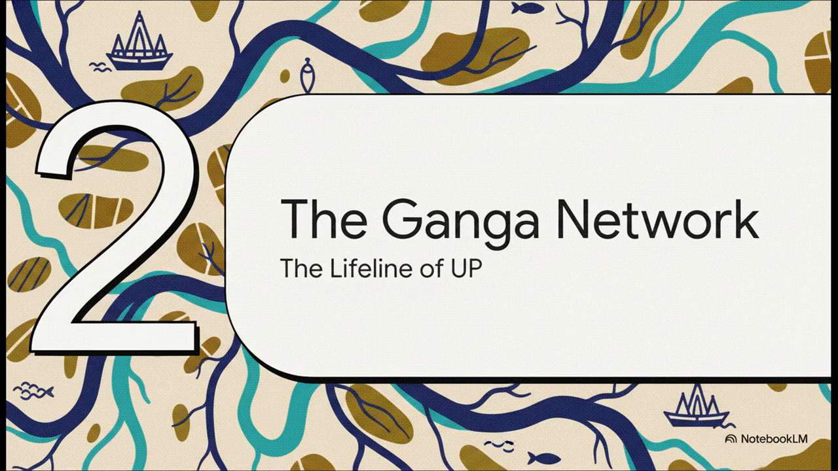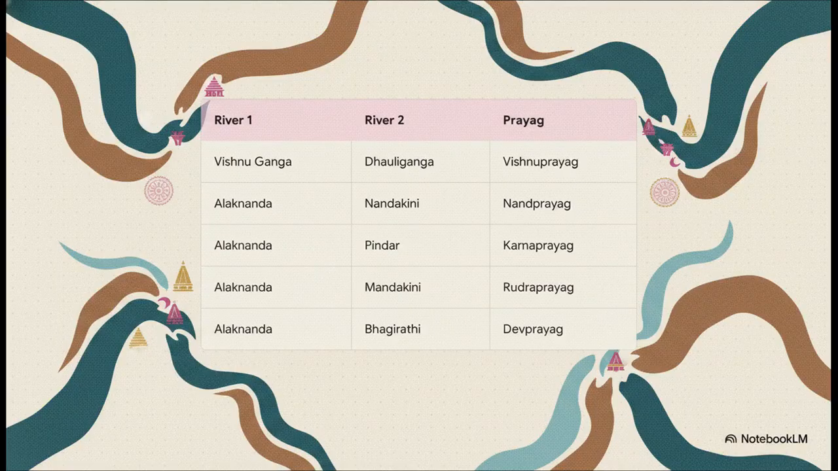Moving right along to Section 2, the mighty Ganga network, the absolute lifeline of UP. You know, the formation of the Ganga is almost like a geographical math equation. It's built on these prayags or confluences, which you absolutely need to memorize. Notice how the Alaknanda River acts as the constant base here once it forms. It meets the Nandakini at Nandaprayag, the Pindar at Karnaprayag, and the Mandakini at Rudraprayag. Finally, all of this continuous merging culminates down at Devprayag.